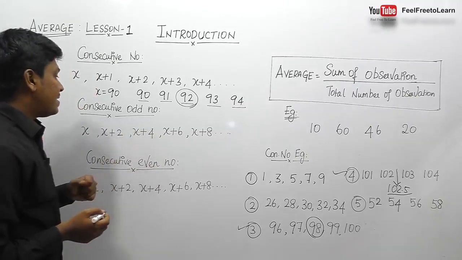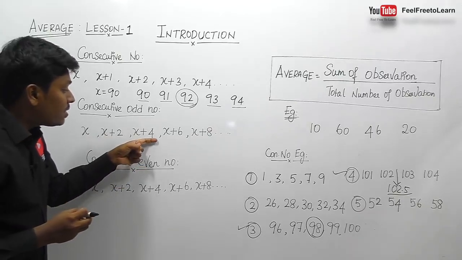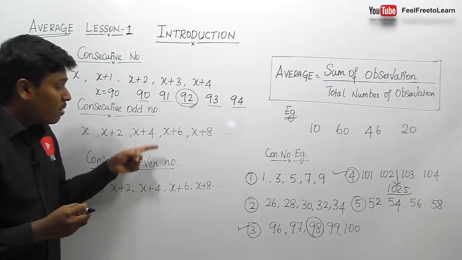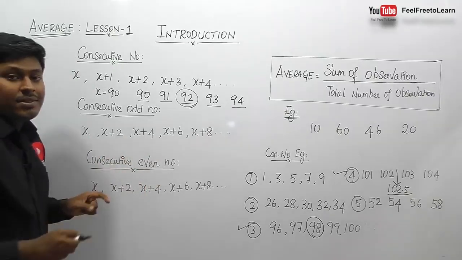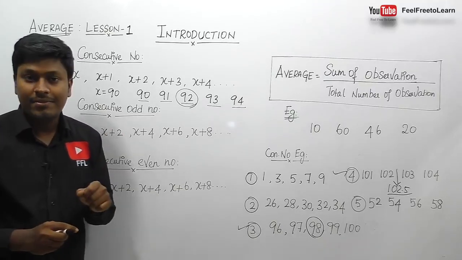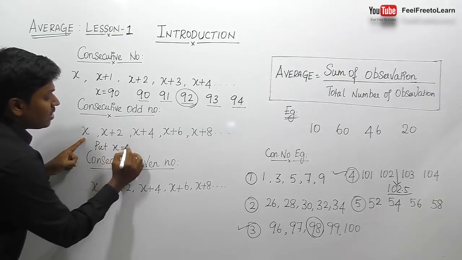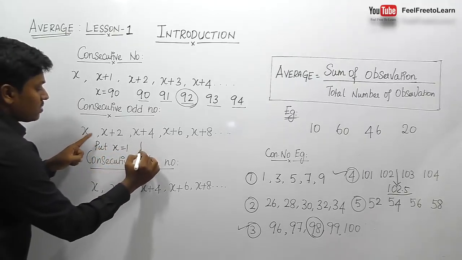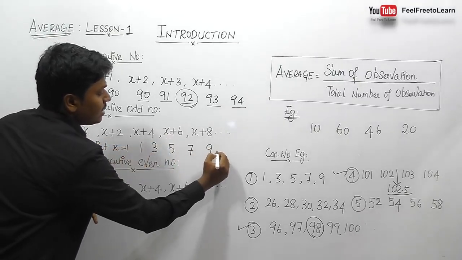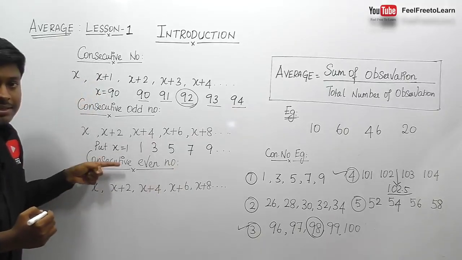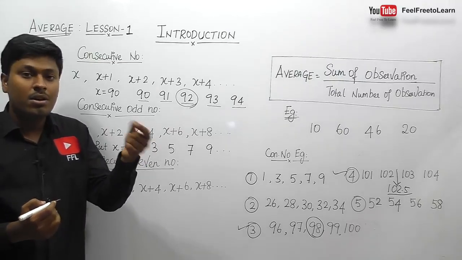So friends, the second case is consecutive odd numbers and consecutive even numbers. Both the consecutive odd numbers and even numbers have the same formula. The value that you substitute for x decides whether the result is consecutive odd or consecutive even numbers. If I put x is equal to 1, it is an odd number, so the resultant will be 1, then 1 plus 2 is 3, 1 plus 4 is 5, 1 plus 6 is 7, 9 and so on.